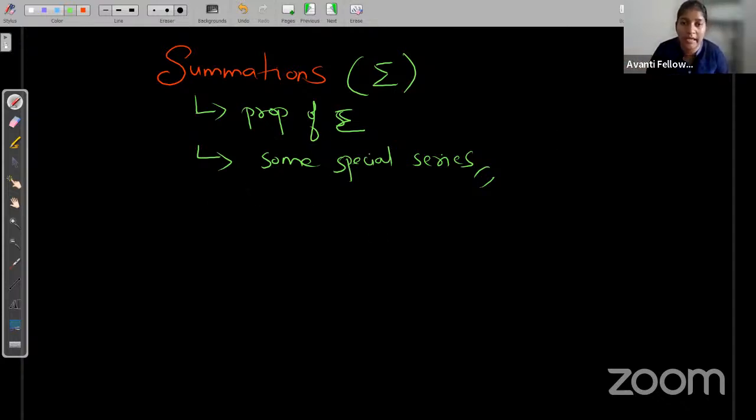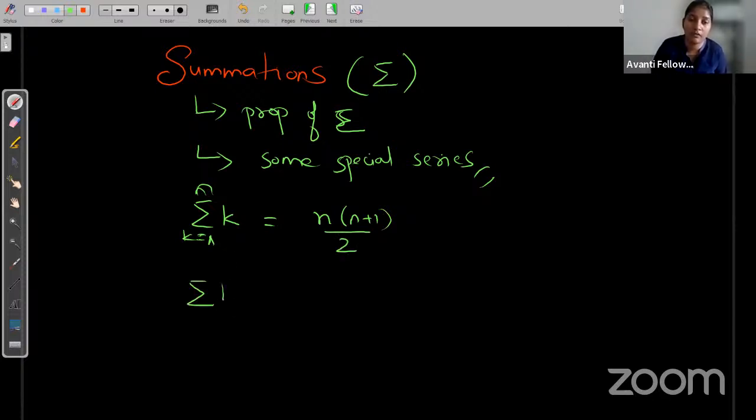Special series like the summation of k, k equal to 1 to n. What is this? It is the sum of the first n terms. The k value is varying from 1 to n. It means we are considering the first n natural numbers. Its sum will be equal to n into n plus 1 by 2. And we also discussed the sum of the squares of the first n natural numbers.